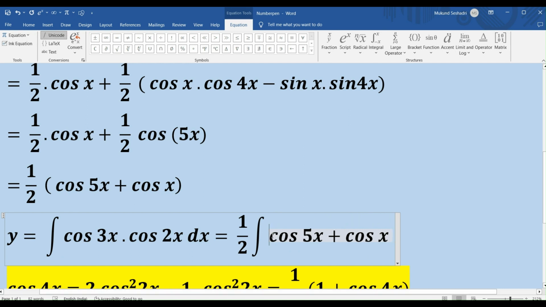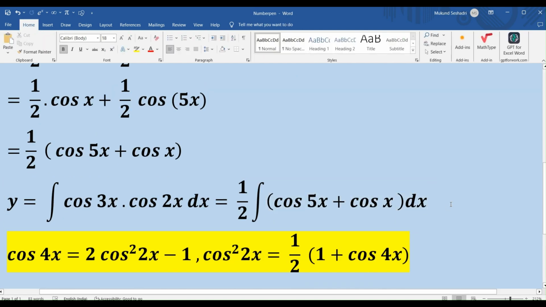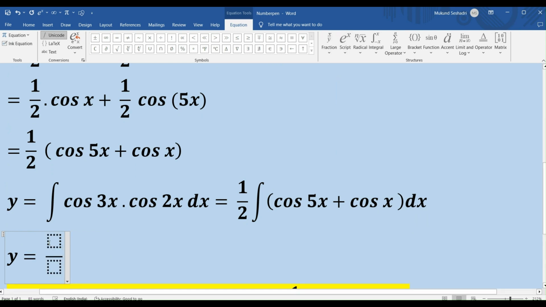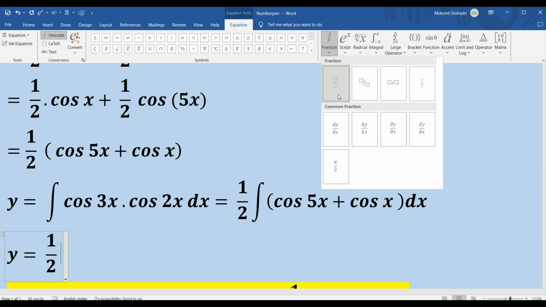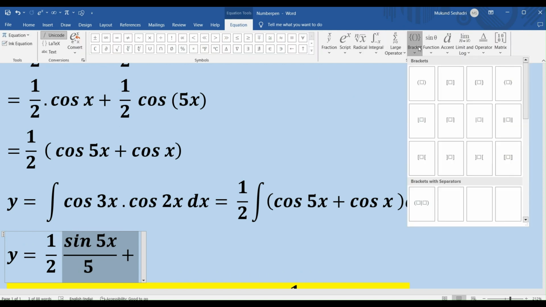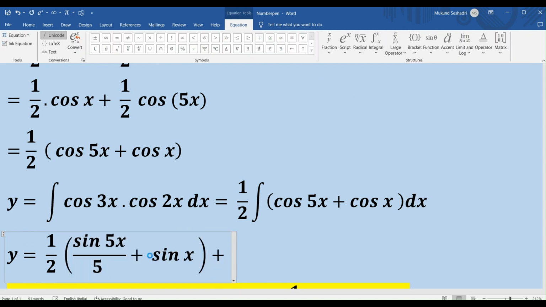I apply the sum rule. I can break this down using the sum rule, right? And I'm going to skip that step because by now you're quite familiar with what the sum rule is. And my answer to this problem is half of the integral of cos 5x dx, which is nothing but sine 5x by 5. And then I have the integral of cos x dx, which is nothing but my sine x, right? So there we are, and not to forget my constant.